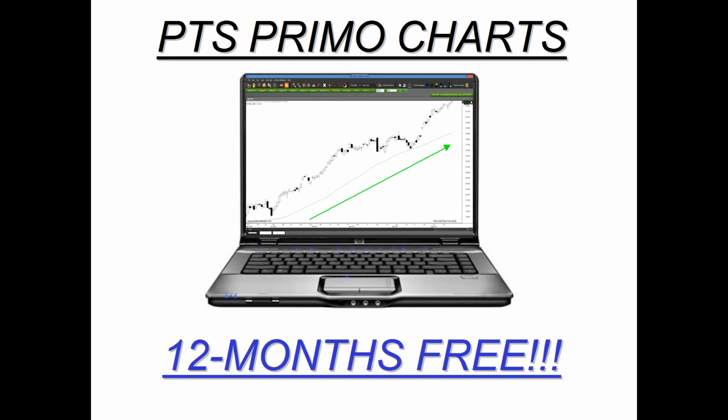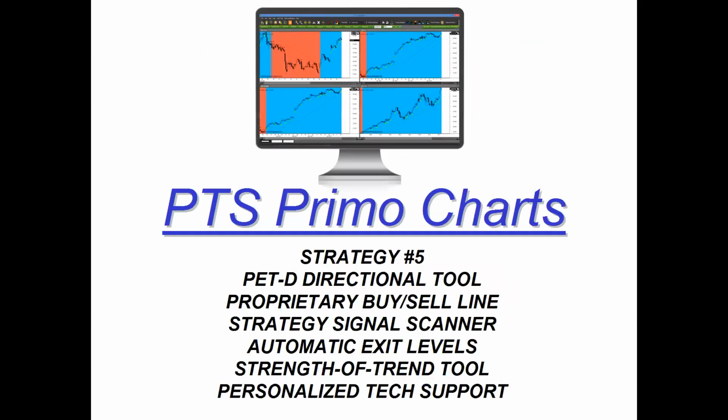These are things that I've accumulated in my 46 years of trading that you'll only find on the PTS Primo charting platform. Things like our proprietary buy-sell line, 4 ways to determine the overall trend by coloring your screen, all right? You'll get a signal scanner, a great scanner where you can scan in a matter of moments. You'll see the candlestick combo setups for the next day. You'll get a strength of trend tool that is great for telling you when a trend is just about to run out of steam. This is just a sampling of all the different little things you'll get on our platform.